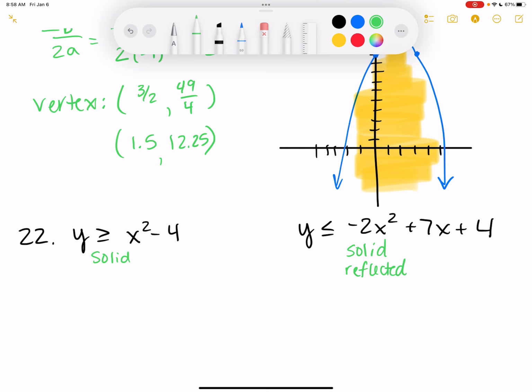So what would my vertex be for the first one? The x value is 0, and then if you plug in 0 for x, what are you left with? Negative 4. So it's at 0, negative 4.